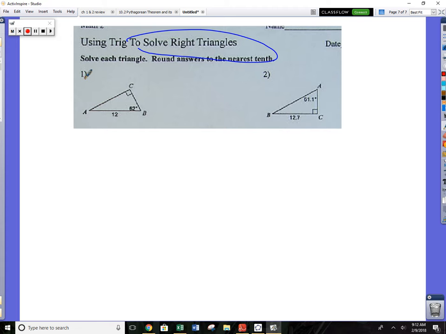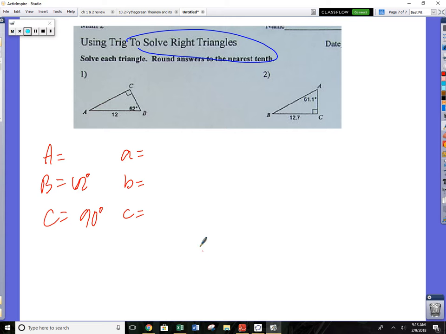So triangle number 1, you need to find capital A, capital B, capital C, and you need to find lowercase a, lowercase b, lowercase c. So capital C is 90 degrees, and capital B, what is that? 62 degrees.